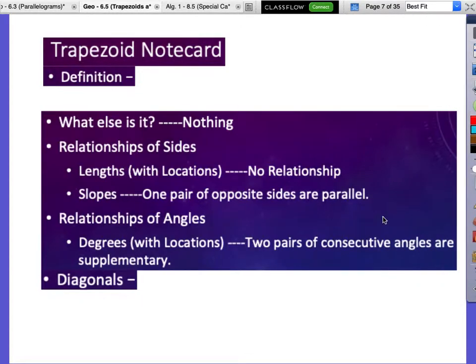Now I want you to write on here. You should have a little bit of dead space right above this part because of the relationships of angles. So we call these consecutive angles, these two pairs, leg angles. We'll talk about that more when we talk about the trapezoid a little bit more in a minute. We call those leg angles.